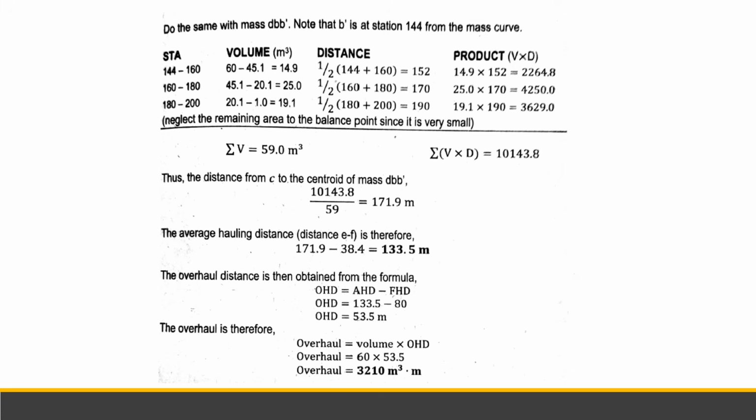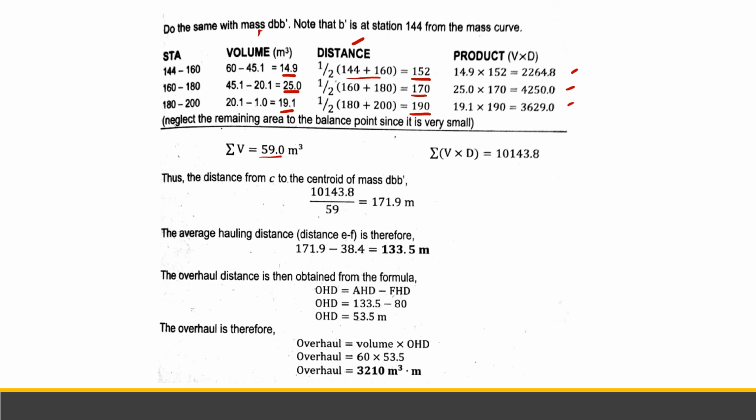So from 144 to 160, the volume is 60 minus 45.1, so that is 14.9. So 160 to 180 is 25. And 180 to 200 is 19.1. So the distance, same, 1/2 of 144 plus 160, so 152, 170, and 190. So also we'll get the product of the volume and the distance. So we will neglect the remaining area to the balance point since it is very small, somewhere 16 cubic meters only.